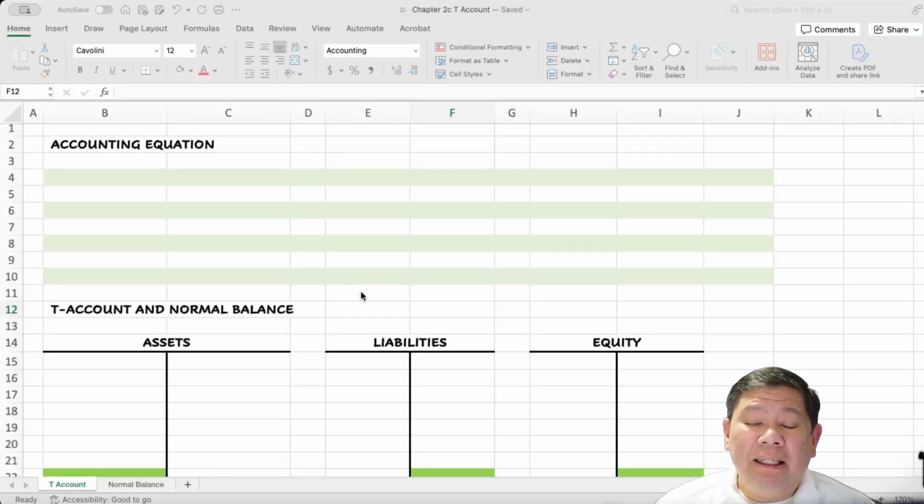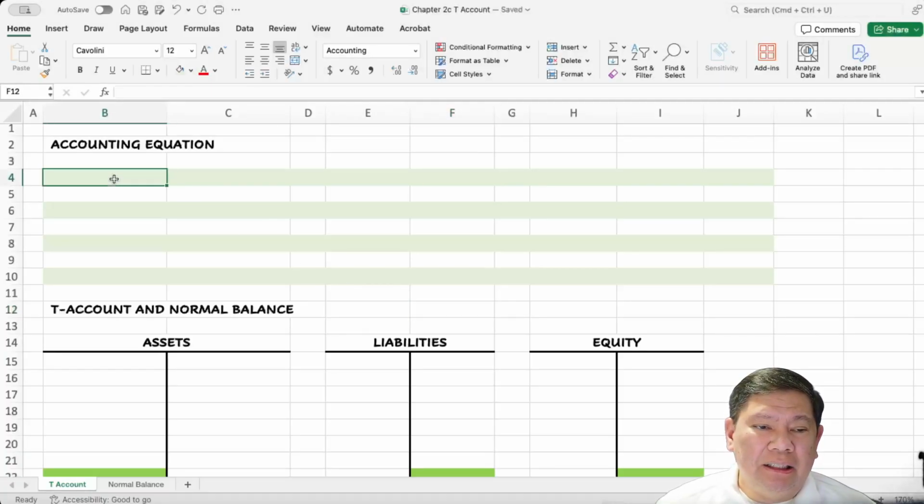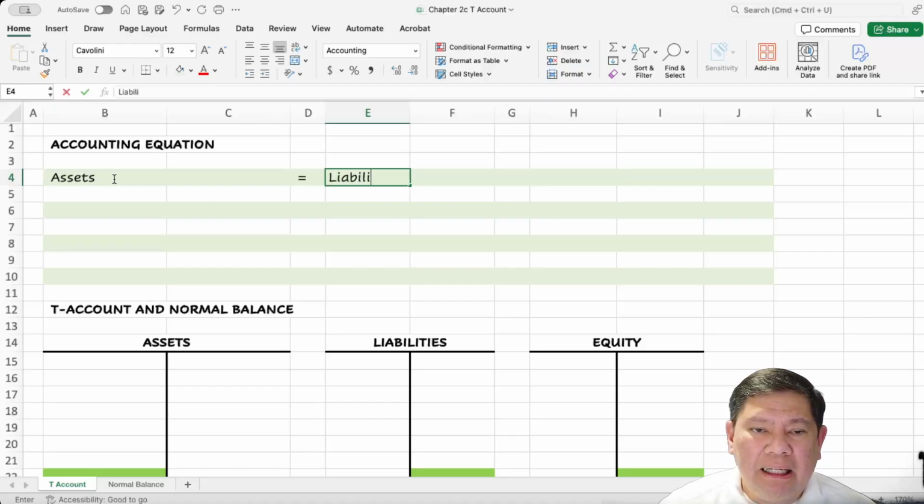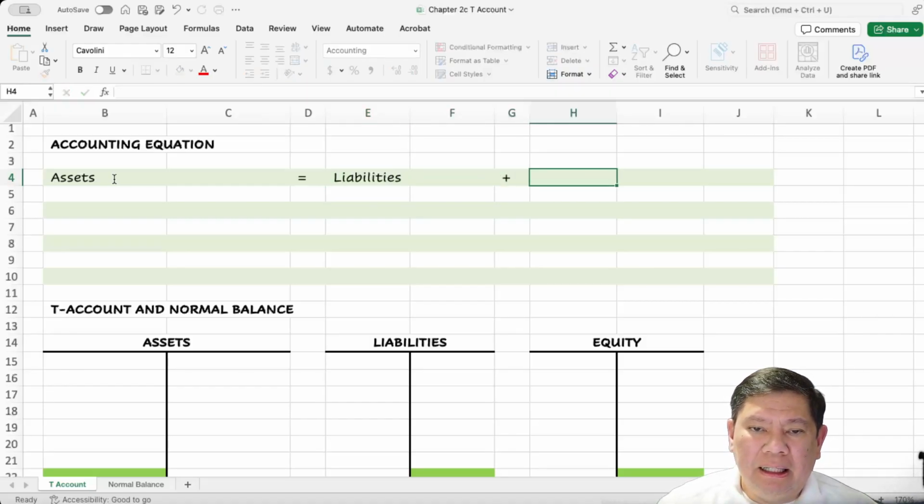Hello everyone. In this video, we're going to talk about T accounts and normal balance, and we're going to derive it from the accounting equation. So the accounting equation says that assets equals liabilities plus equity.